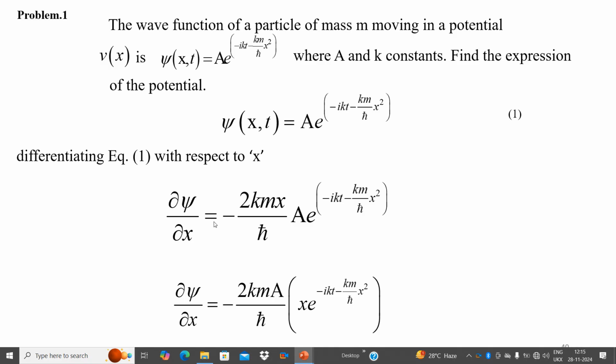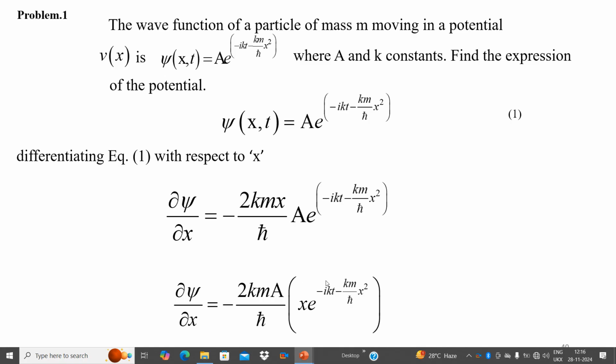Now differentiating equation 1 with respect to x will give us dψ/dx, which is equal to, just differentiate with respect to x. So we will have minus 2km, this becomes minus 2x. So I have written minus 2kmx by ħ times a e power minus i(kt minus (km/ħ)x²). You just bring x inside. So we will have x e power minus i(kt minus (km/ħ)x²).